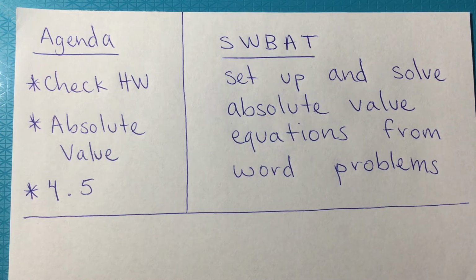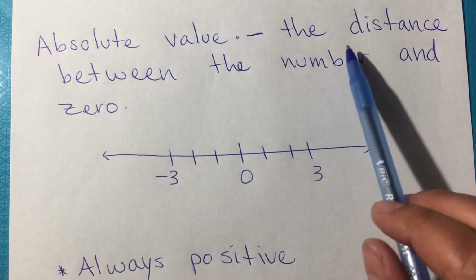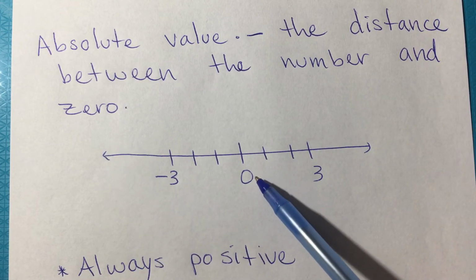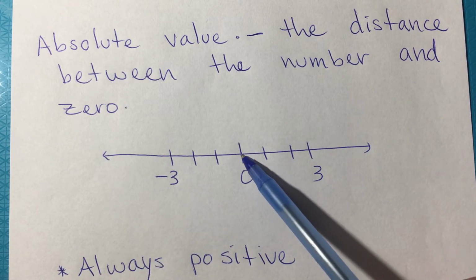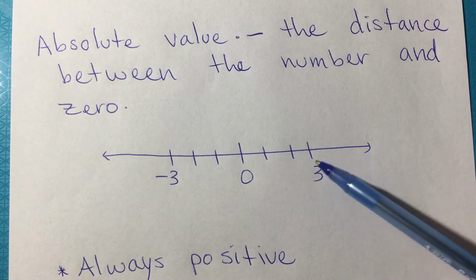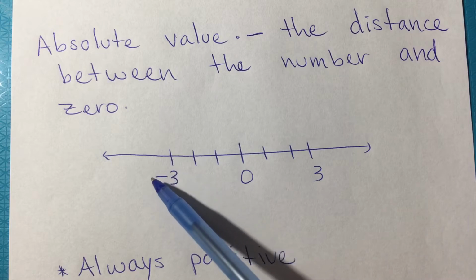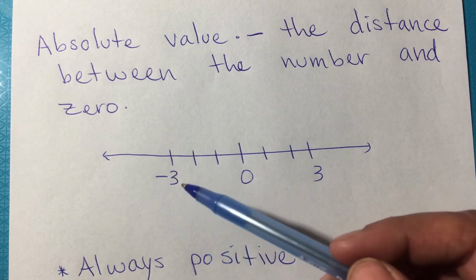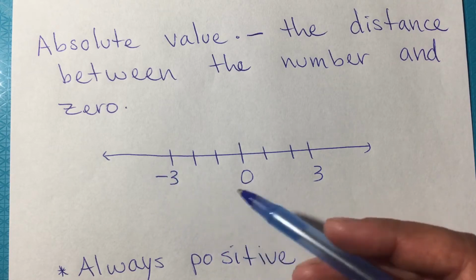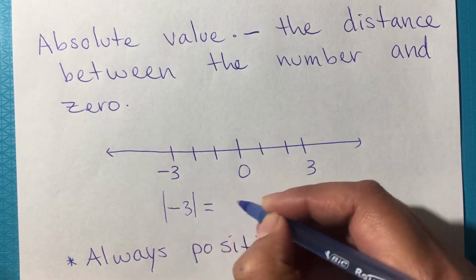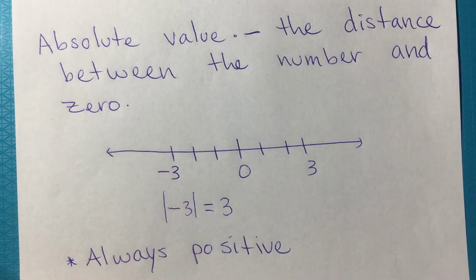And what is absolute value? Absolute value is the distance between the number and 0. For example, in here we have 0 to the right, we end up at 3, and we have 3 spaces to the left, we end up at -3. The absolute value of -3 is equal to 3 spaces. You have 3 spaces between.